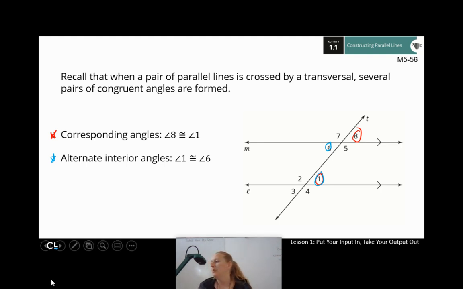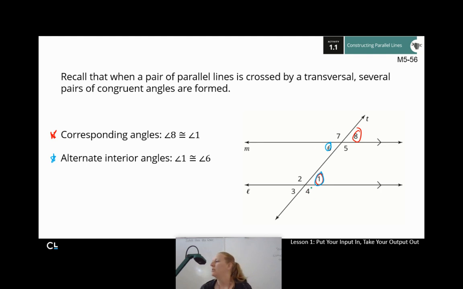And one more. I need one more color. More colors. We also have something, if we have alternate interior angles, you can also have alternate exterior angles. Yeah, you can have alternate exterior angles. So again, those are angles that are on alternate sides of the transversal, so different sides of the transversal. And they're on the exterior of my parallel lines.